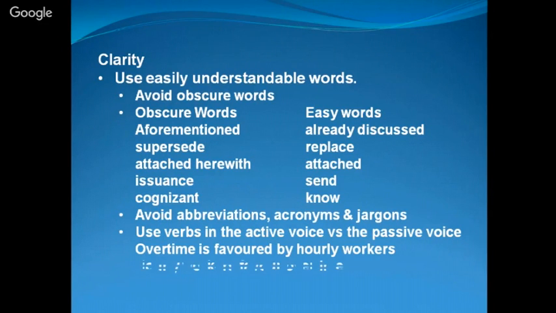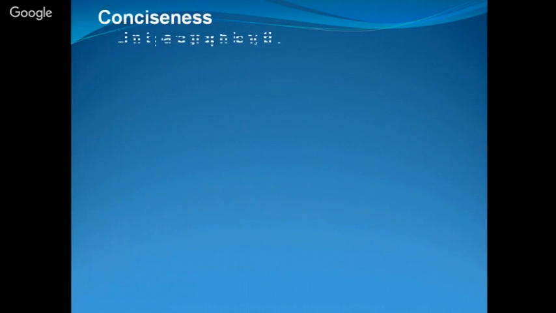For example, overtime is favored by hourly workers. This is a passive sentence. It's a long sentence. But instead of using passive, you use an active verb: hourly workers favor overtime. Conciseness. Check for conciseness. So limit paragraph length.